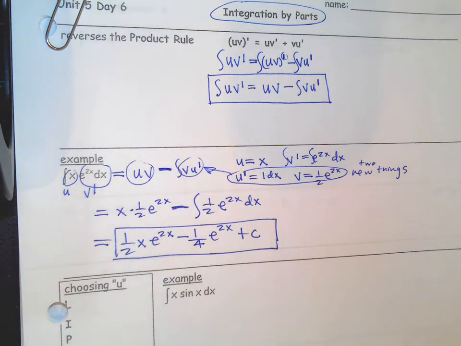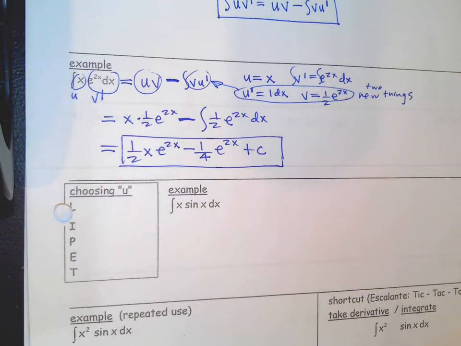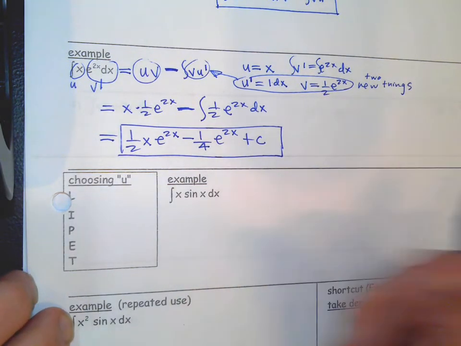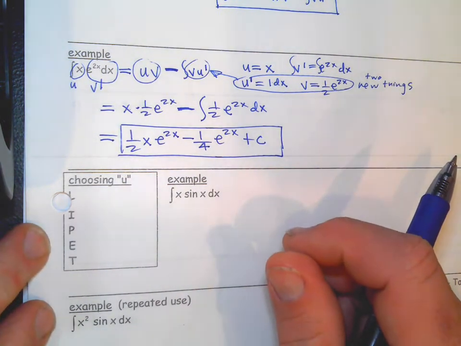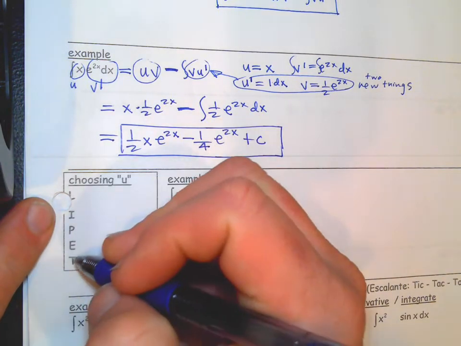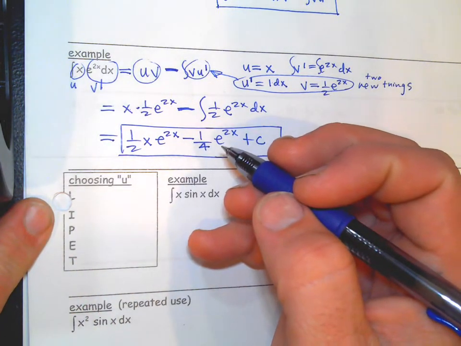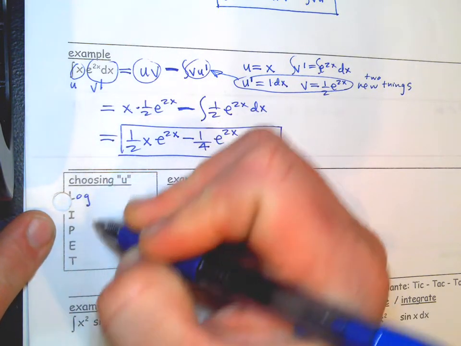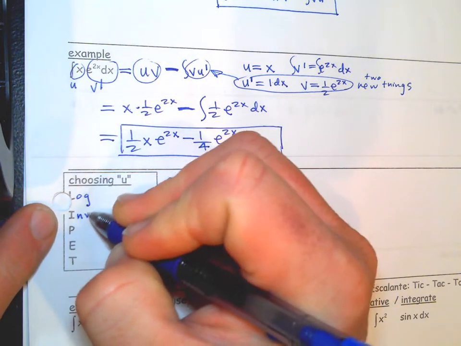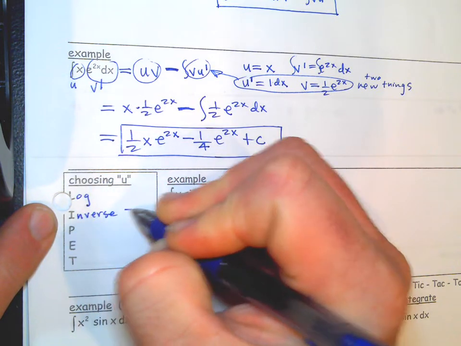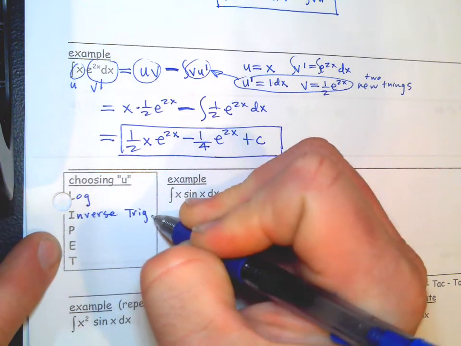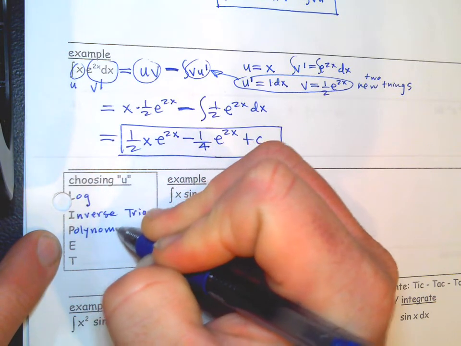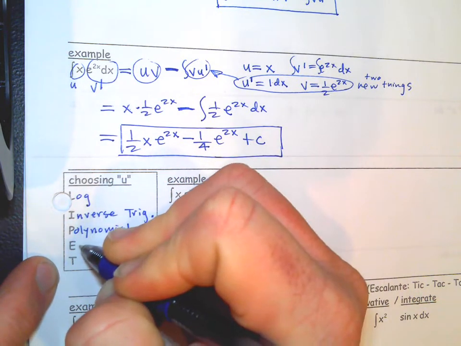But there is an actual defined order of what should be the u, and therefore what should be the u prime. V prime would be the other one. LIPIT is a nice little acronym to remember. L stands for log. I stands for inverse trig, so inverse trig is higher up on the list. P stands for polynomial. E stands for exponential.